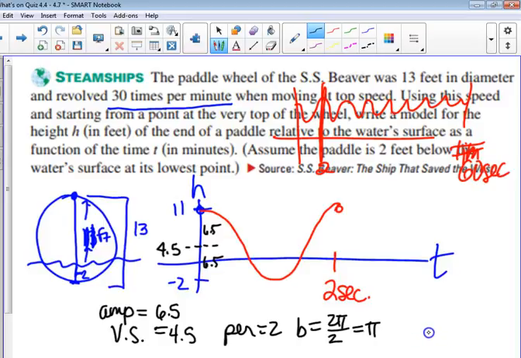Do we need a phase shift? No. It would have needed a phase shift if it said the first time it hits the top is 1 second in, right? Or 0.25 seconds in. Then you would have had to shift it. Okay.